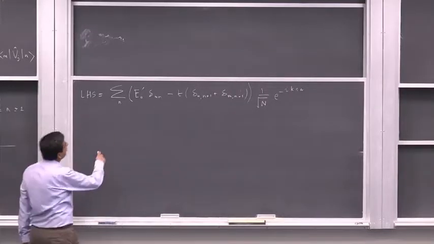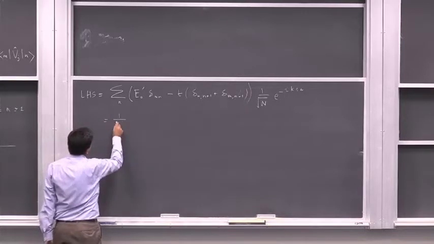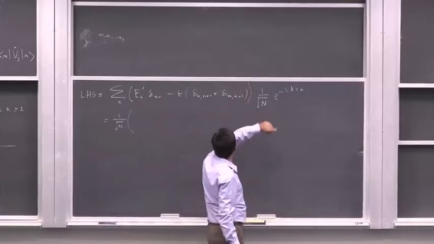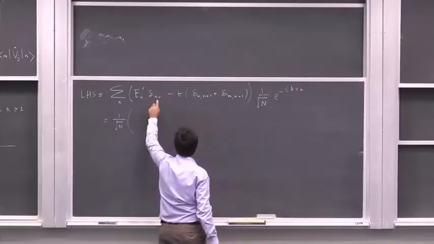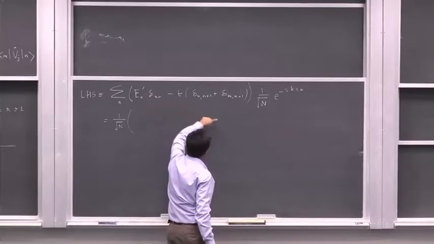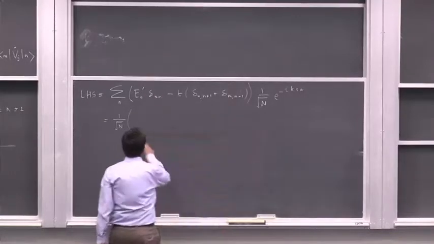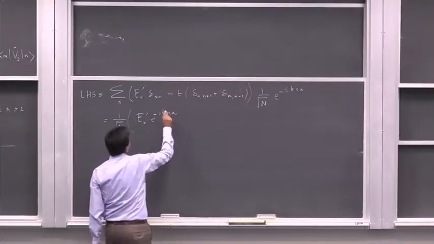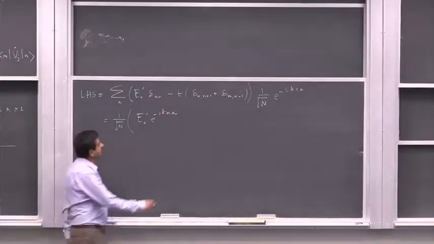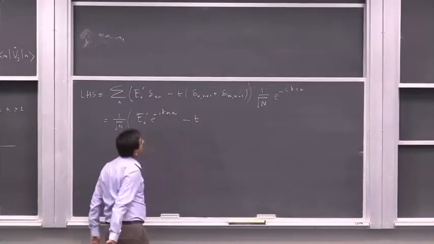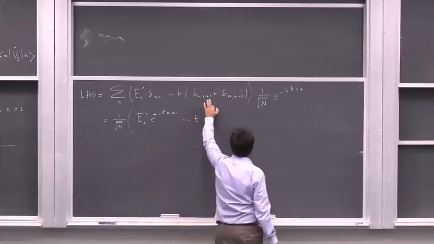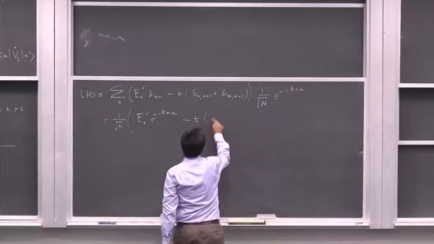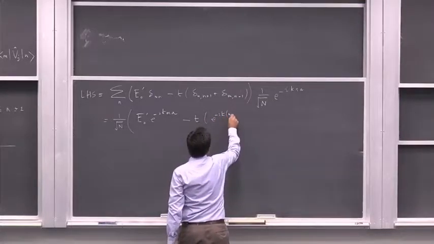Alright, now I can solve this. I can expand this with 1 over under root n. I'm taking a sum over all n's. But I'm picking up the value of n which is equal to m. So the first term will give me E naught prime e to the minus i k m a, minus t. I'm picking up the value of n which is m minus 1, so this term becomes e raised to minus i k (m minus 1) a.